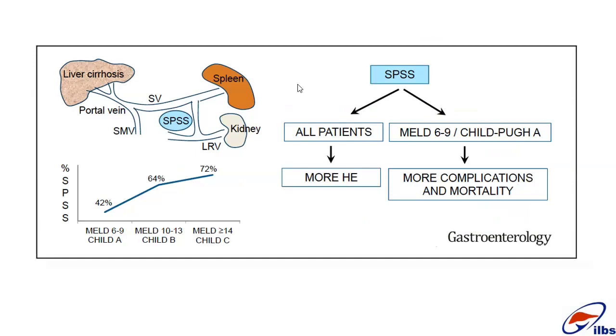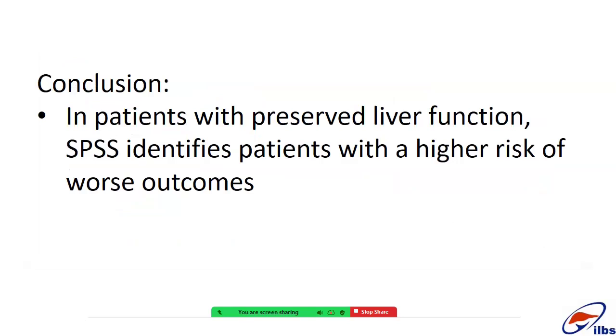What they say is that patients with spontaneous portosystemic shunts, if we talk about all patients, had more chances of hepatic encephalopathy, but those patients who had MELD of just 6 to 9 or Child-Pugh A also had more complications and mortality. So any patient who has a shunt will have complications. And this is from Gastroenterology, impact factor more than 20, with 18,000 patients' data. So this is very important.